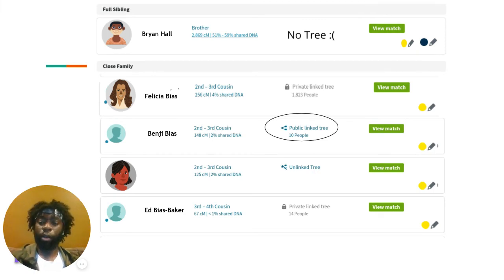Going back to the Hall cluster, we have other closer relatives actually to focus on and see how they fit within the Isaac and Mary descendancy. So we see that Benji has a public tree that is linked to his kit that we can look at for more details. There's only a few people in it, but it might be a good enough lead to fit those three Bias matches that we see there into the Hall tree.